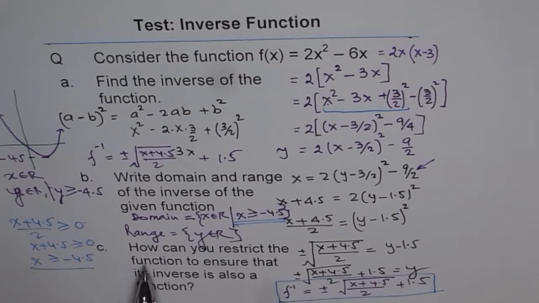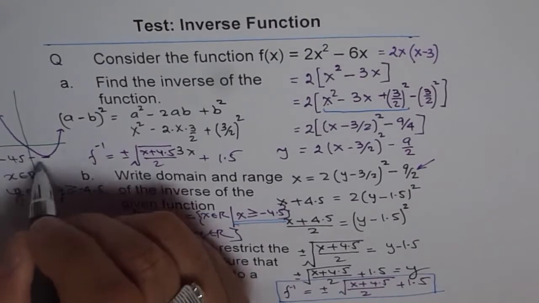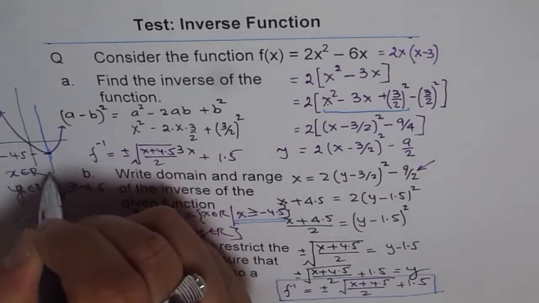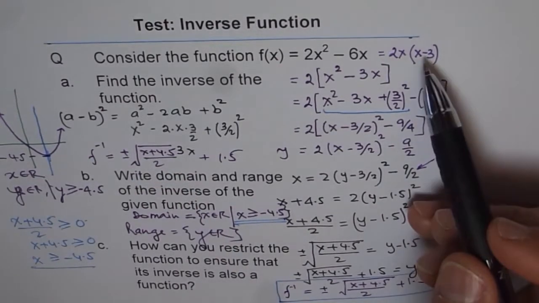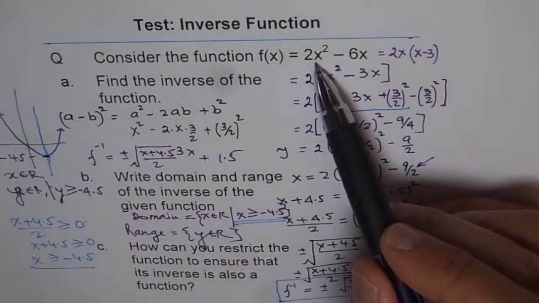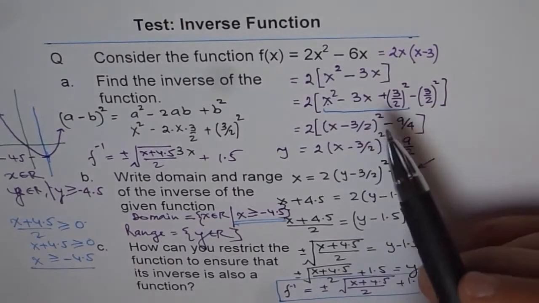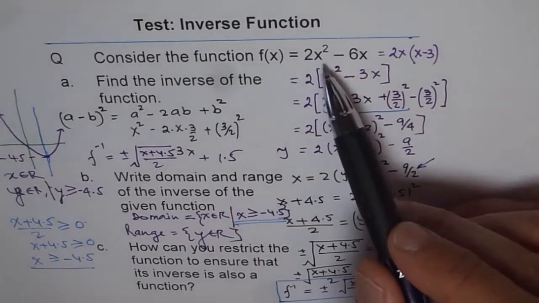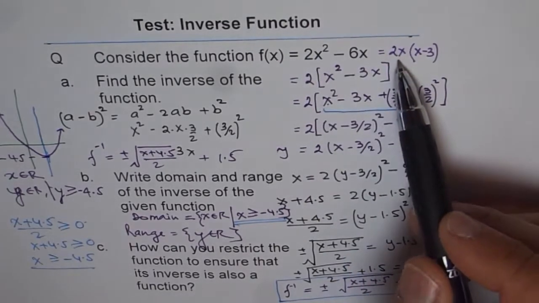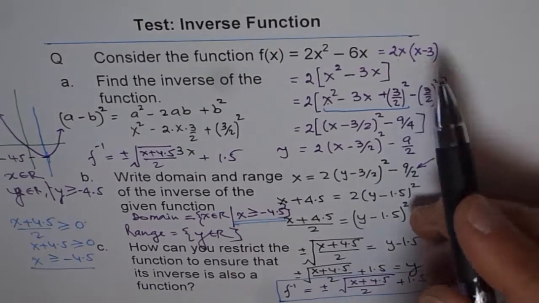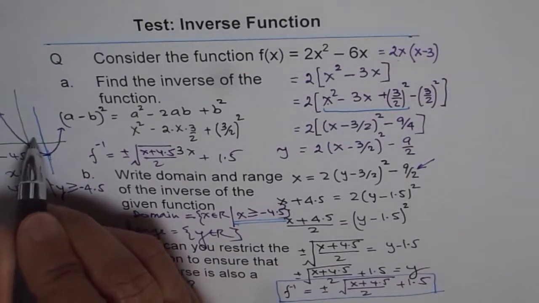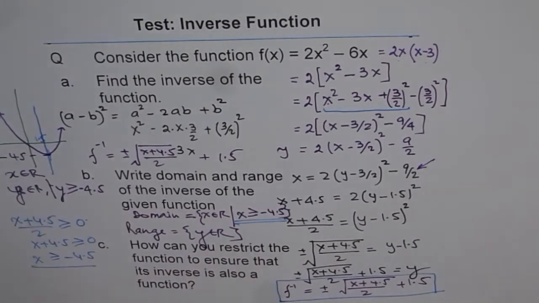Now, the third question is part C. How can you restrict the function to ensure that its inverse is also a function? So the best way is to go with the vertex. You know the vertex you could find from here. The vertex is at the center of the two x-intercepts. One is at 0, one is at 3. So the vertex is at 1.5, correct?